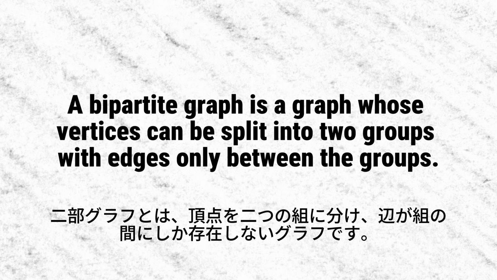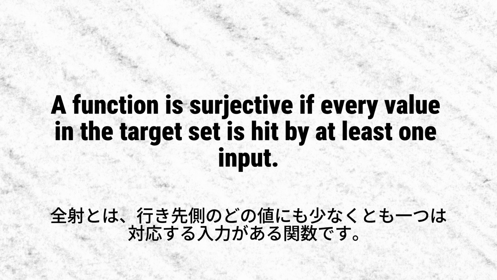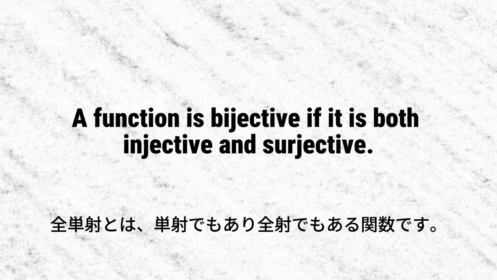A bipartite graph is a graph whose vertices can be split into two groups with edges only between the groups. A matching is a set of edges that share no vertices. A function is surjective if every value in the target set is hit by at least one input. A function is injective if no two different inputs give the same output. A function is bijective if it is both injective and surjective.